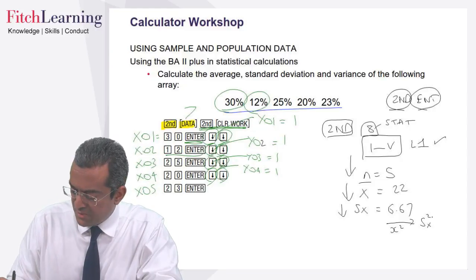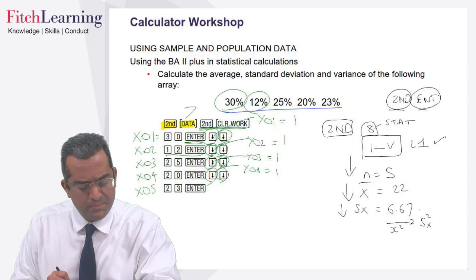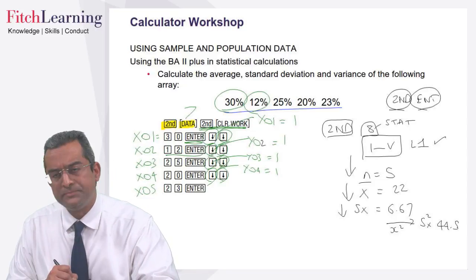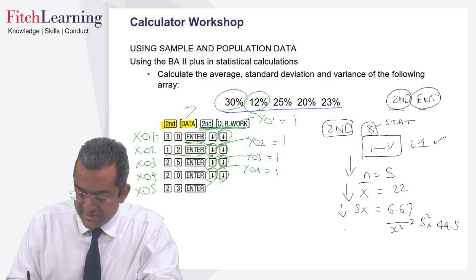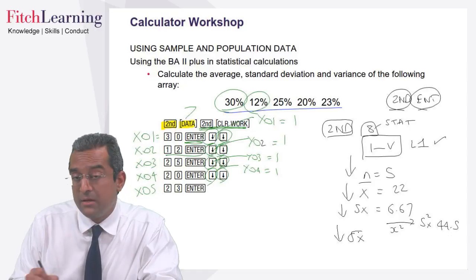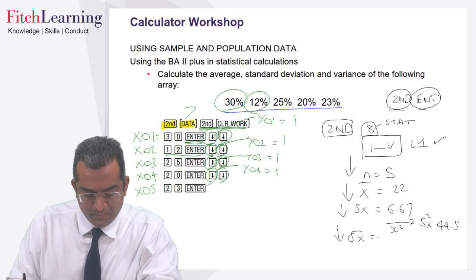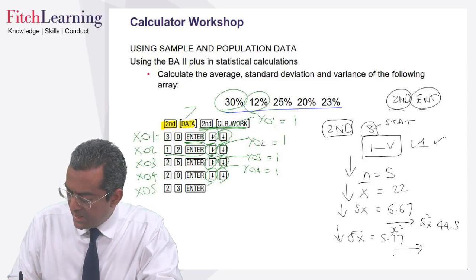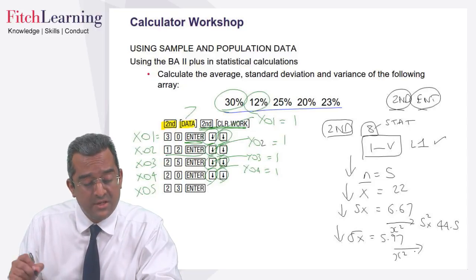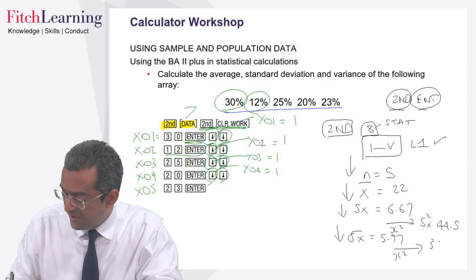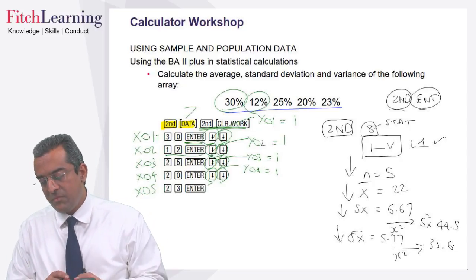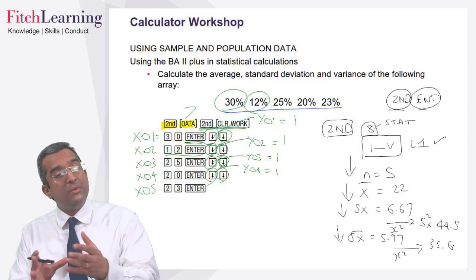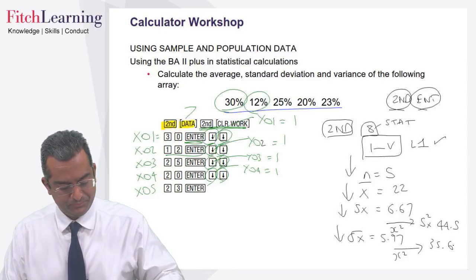Want to just check that? S squared. Press the X squared button and that should be 44.5. Is that okay? That's the variance. Press the down arrow again. You're going to get sigma, which is the population deviation. How about that? 5.97. And if you want population variance, square your answer, and that should come to, I believe, 35.6. So the way that this works is it gives you the deviation directly. Then you have to square the number.